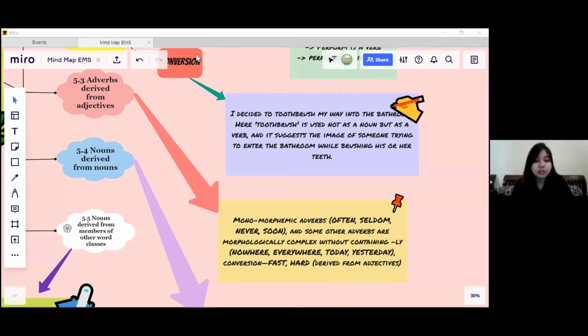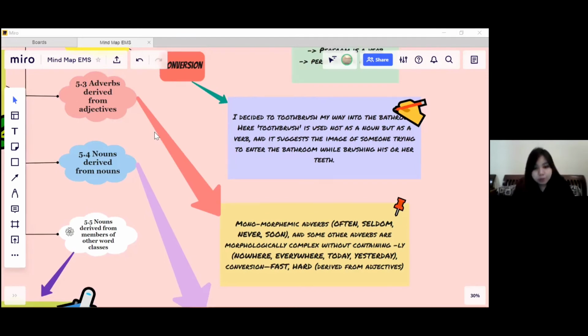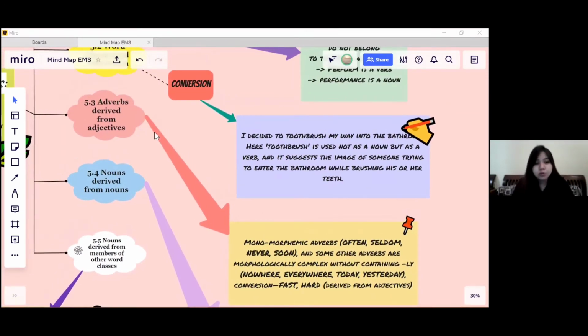So the next is about adverbs derived from adjectives. Derivational processes change the word class of the basis to which they apply. Unlike inflection, monomorphemic adverbs like often, seldom, never, soon, and some other adverbs are morphologically complex without containing -ly: nowhere, everywhere, today, yesterday. Fast and hard are derived from adjectives. So this is the example.